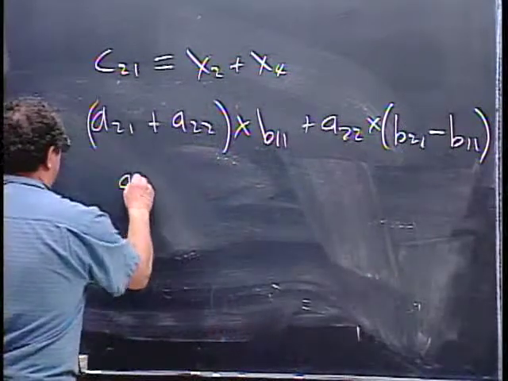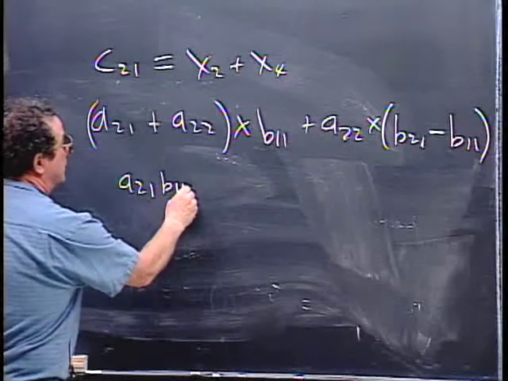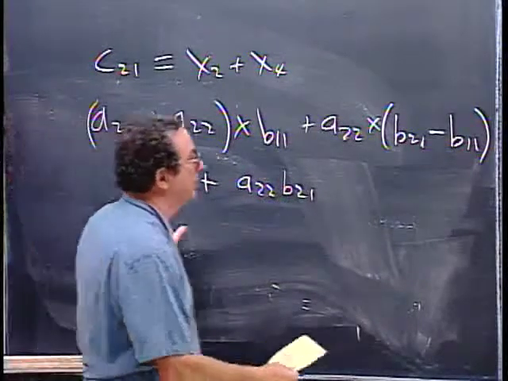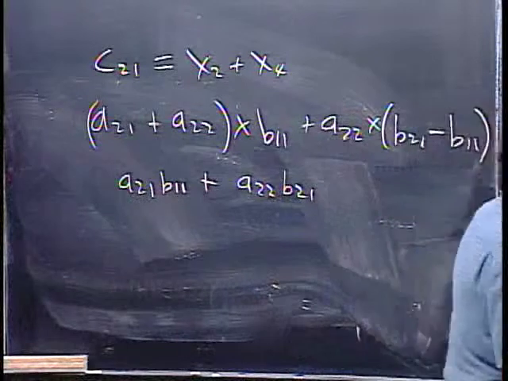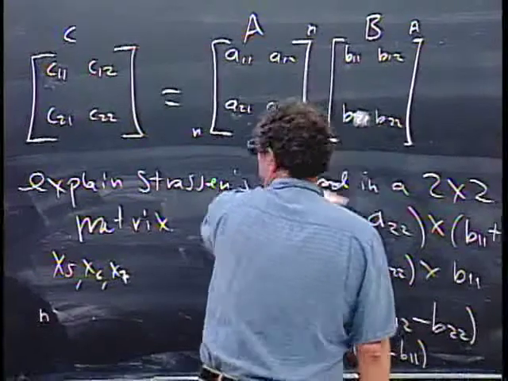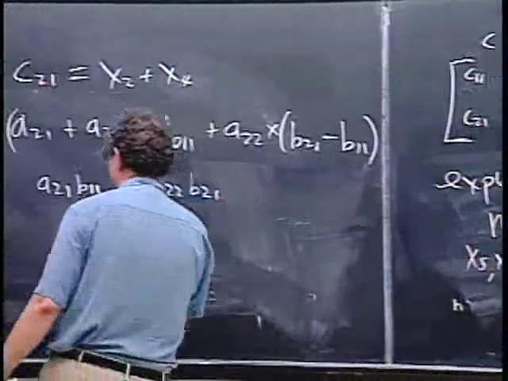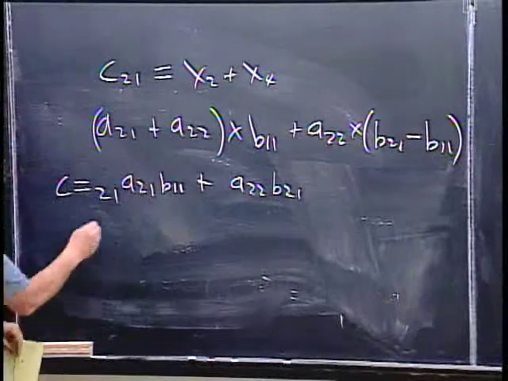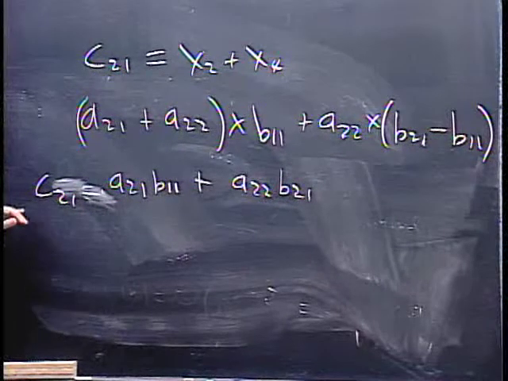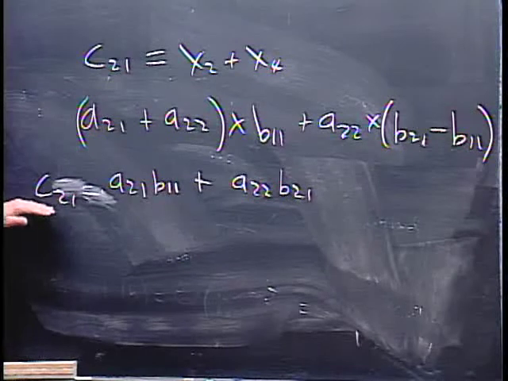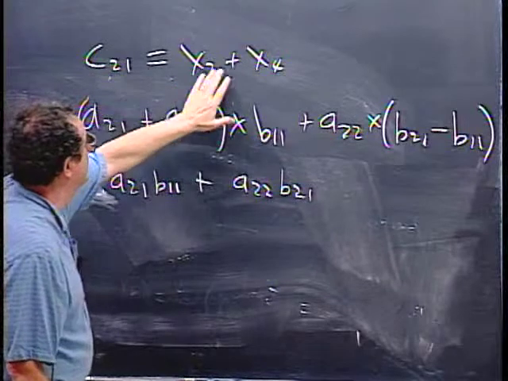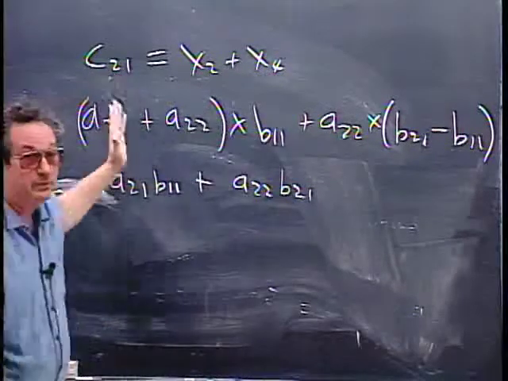All right, the A22 B11 and A22 minus B11 terms cancel. And what we're left with is A21 B11 plus A22 B21. Well, what is that? That's A21 times B11 plus A22 times B22. That's exactly equal to C21. So we have verified that Strassen's method of adding X2 plus X4 to get C21 is correct.